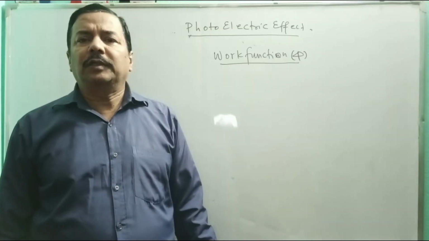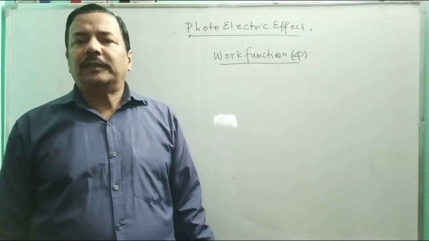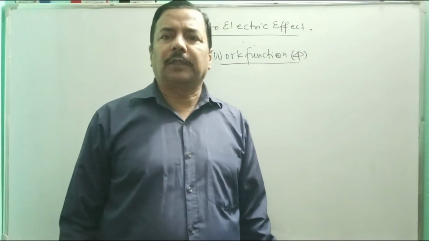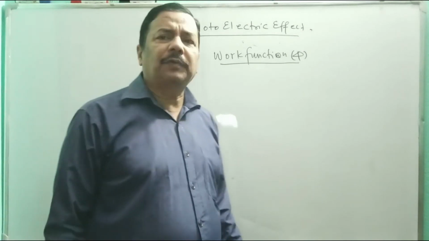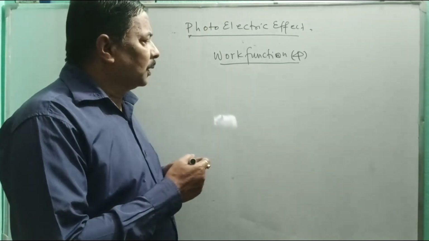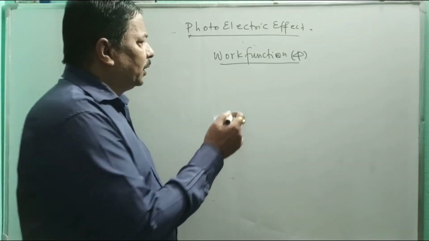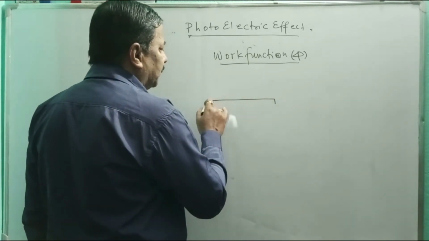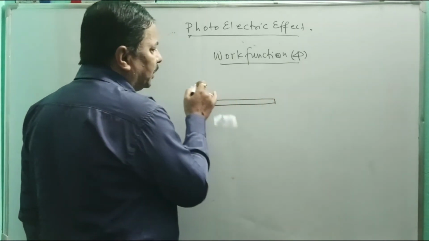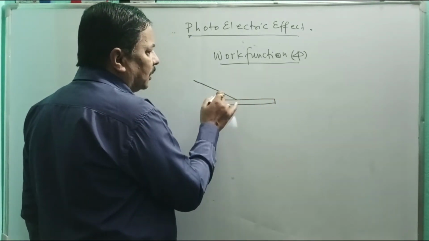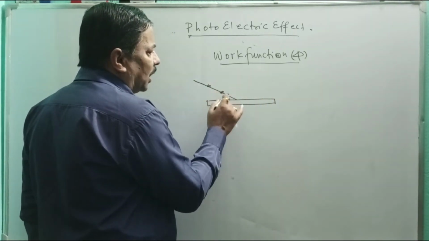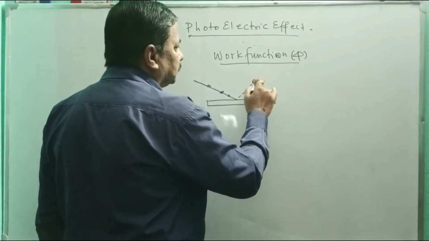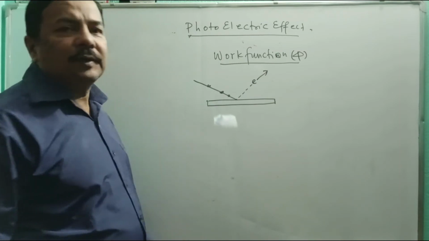So dear students, we have to explain the next term, that is work function. In the process of discussion of work function, as I have already told you, here is the metal surface, and on the metal surface the photons are falling and the electrons are emitted.